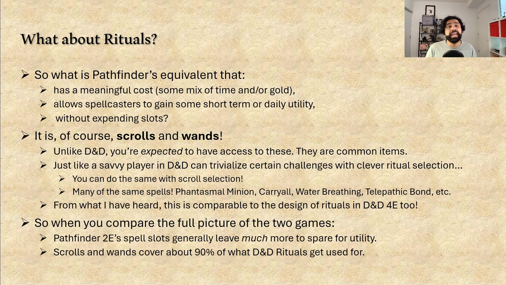So I might have a wand of Carry-All because I might want to carry heavy stuff around all day, but I might have a scroll of Water Breathing because I'm not diving underwater that often. I might have a wand of Telepathic Bond because telepathy with your friends is always nice, and I might have a scroll of Gecko Grip because I don't expect to need to climb things in a time constraint every single day.